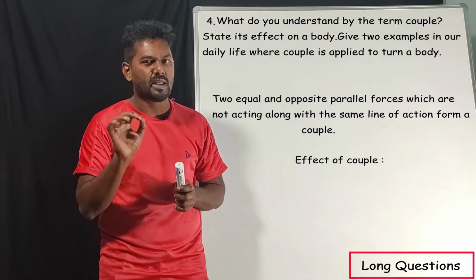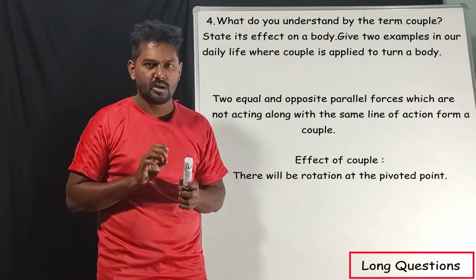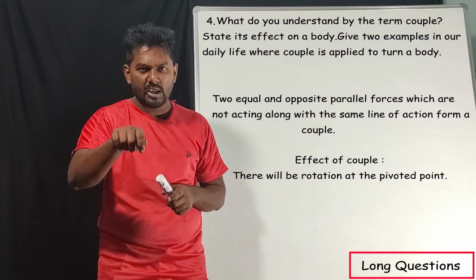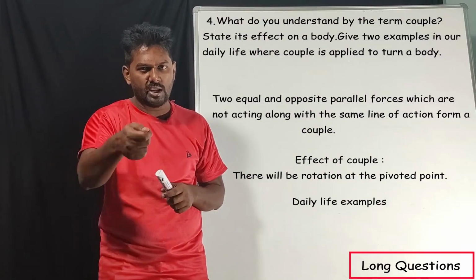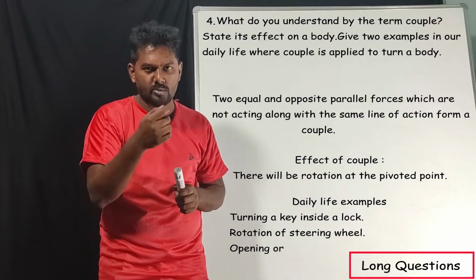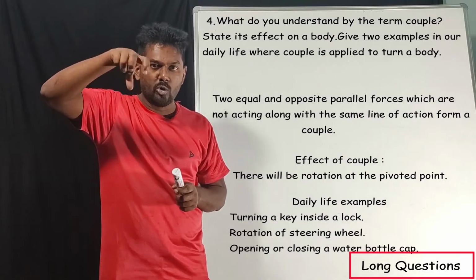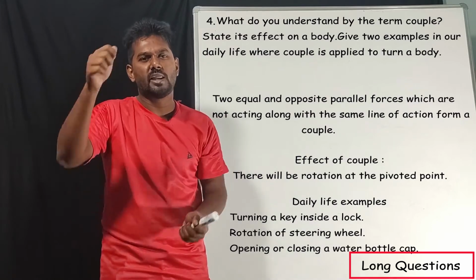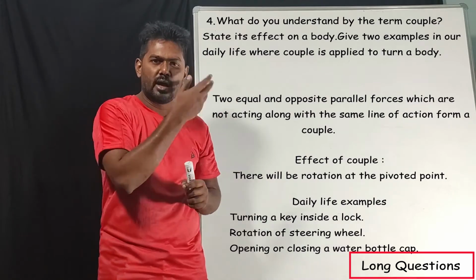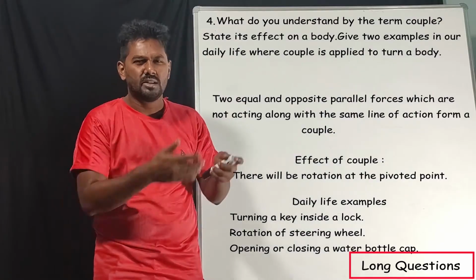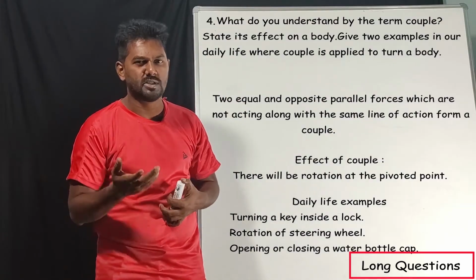Now what is the effect of couple? The effect of couple is that it will rotate the object. A few examples: key inside a lock. See, we use a key to rotate the object, correct? Also opening or closing a water cap. Next, a few more examples: steering wheel. That's it. So the answers are very simple. If you have understood the concept, you can answer this one. This is a direct question. Why do you want to miss this one?